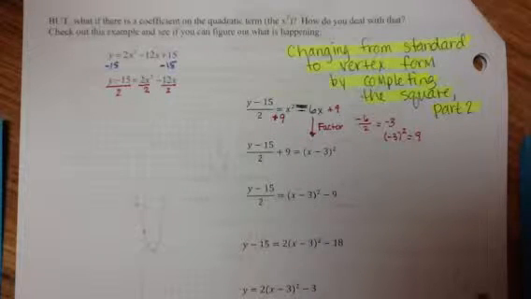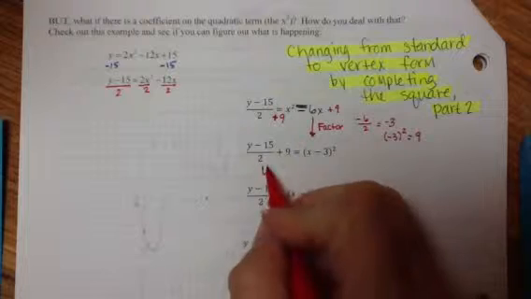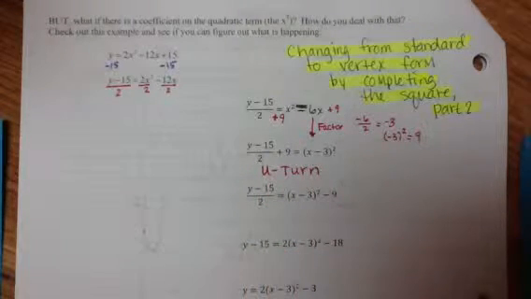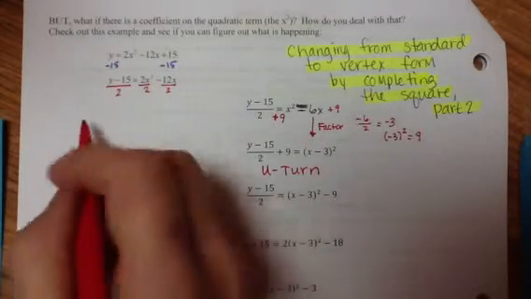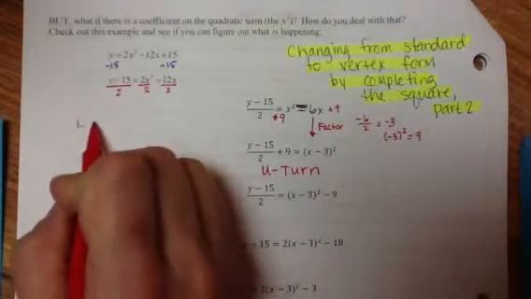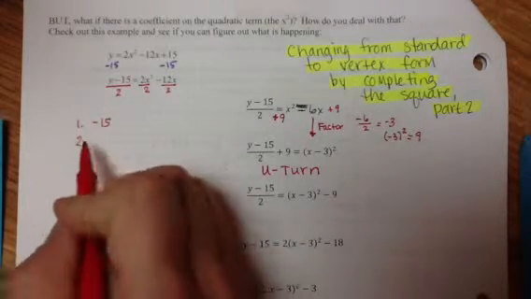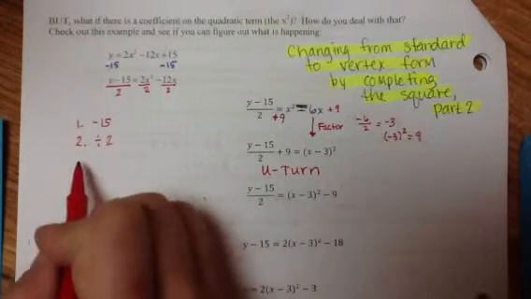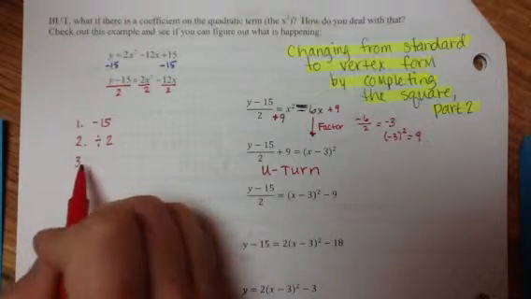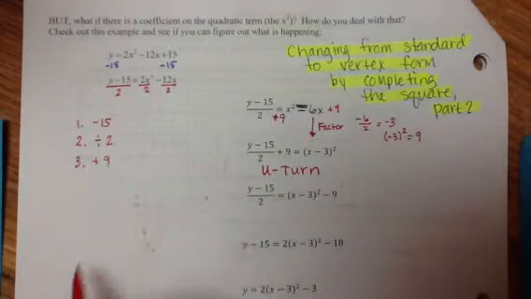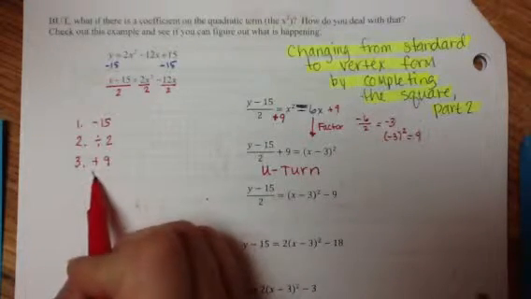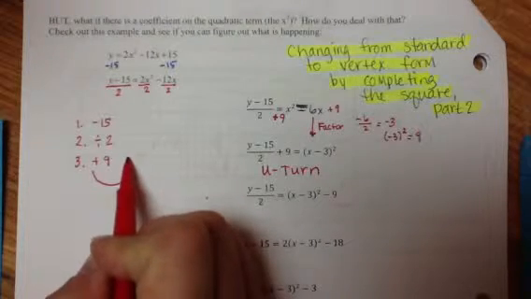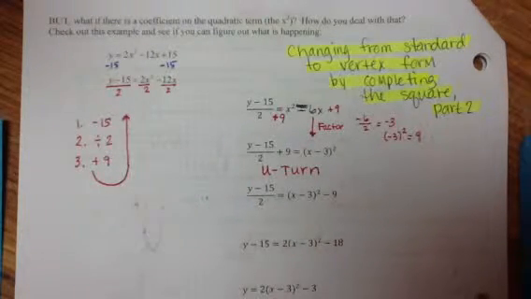At this point, once you factor, you're basically going to make a U-turn. And we're going to undo all the steps we did before. So let's just go through the steps and list them. The first thing we did was subtract 15. The second thing we did was divide by 2. The third thing we did was add 9. And then we factored. So at this point we're going to make a U-turn and go in reverse order, and we're going to do the opposite operations.